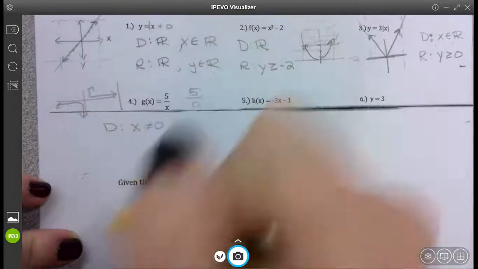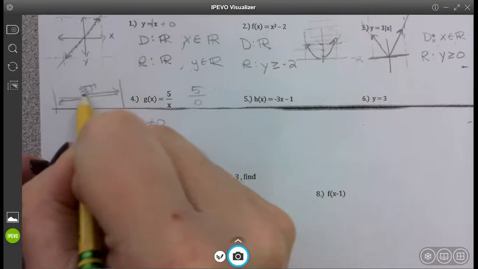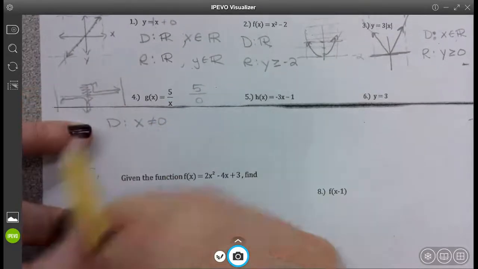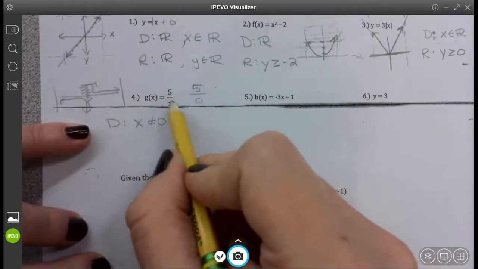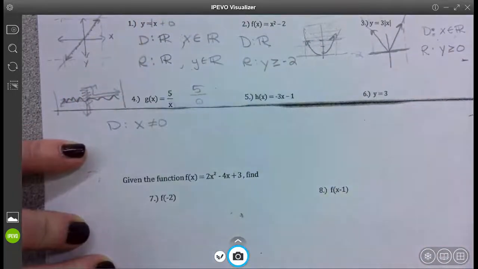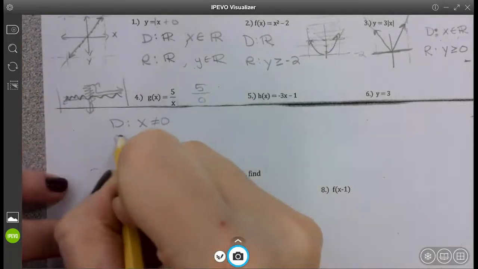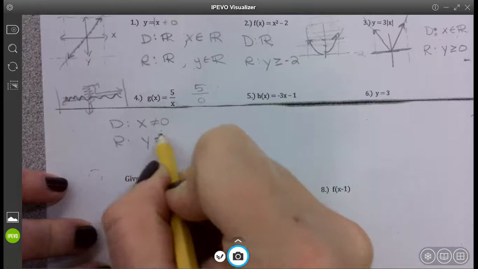There won't be a barrier here or here. It'll bust through those. But you notice here, there's nothing there. It can't be 0. And if it can't be divided by 0, look this way. It will never equal 0 either because it has to have 0 on top, which it never will. So the range is y cannot equal 0.